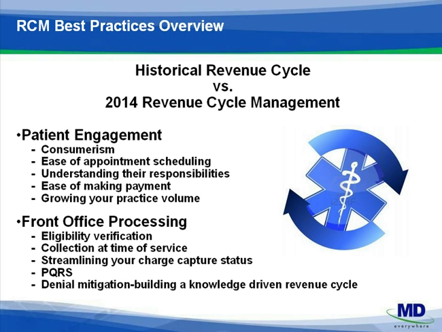I wanted to discuss front-end processing. How can we create automated tools to deliver a knowledge-driven revenue cycle, including eligibility verification, enhancing modalities for collection at time of service, streamlining your charge capture, PQRS capture, and then something that's going to be, I think, really critical for us moving forward, creating that denial mitigation strategy on the front end to stop the defects from occurring.